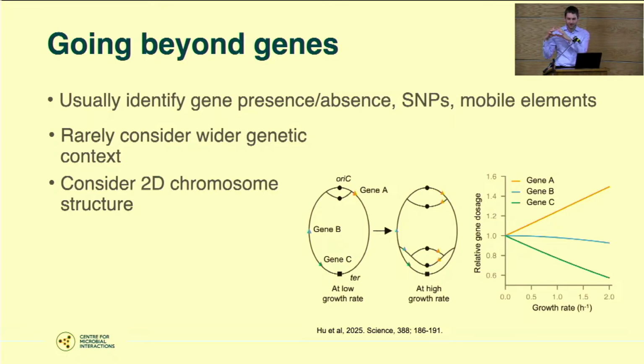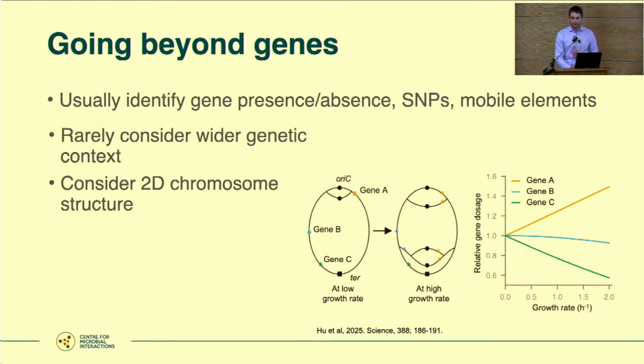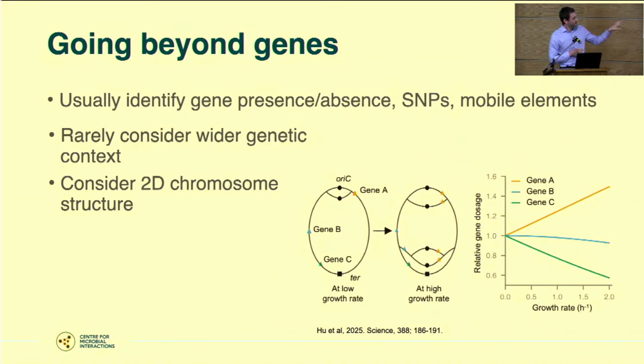Most of them are circular. It's not all of them, but most of them are circular. And they have their origin of replication up at the top there, and then their terminus down near the bottom, usually roughly opposite each other, not always exactly, but usually pretty roughly opposite. And you can see the diagram on the left there. When you have a slow growth rate, you've got your replication fork coming down, and when you have a high growth rate, you'll have more replication forks.